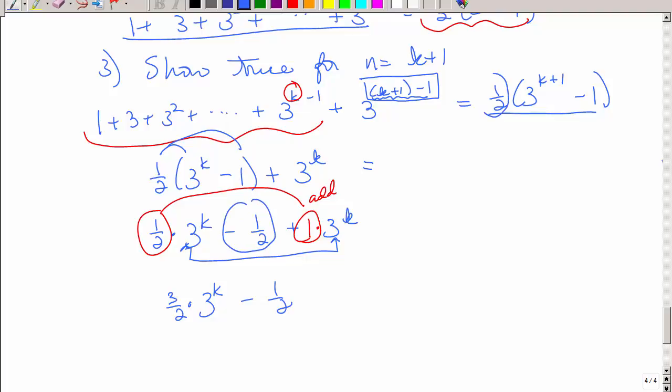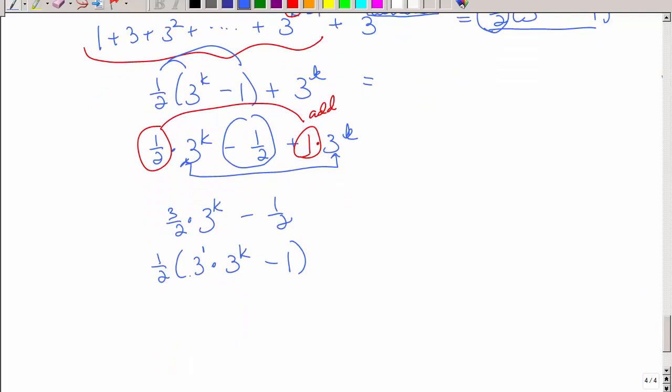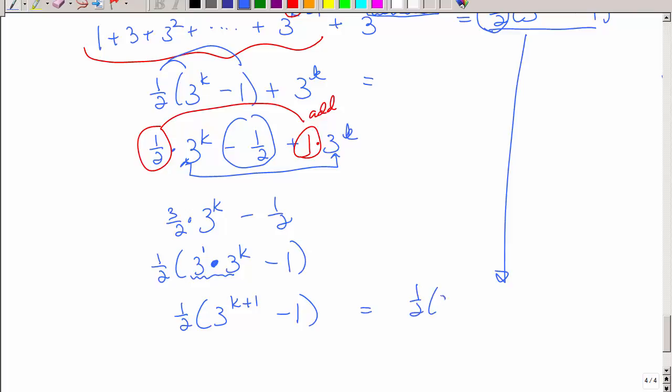So I'm looking at what I need, so I'm going to factor out the 1/2. So I have 3 times 3 to the k minus 1. That's looking pretty good. And then I know those are the same bases being multiplied. I can keep the base and add the exponents, and that's exactly what I needed to prove.